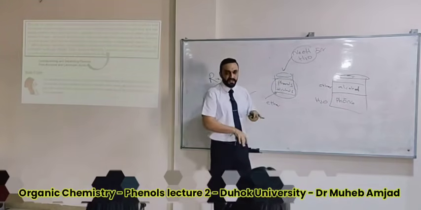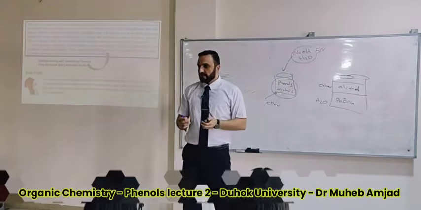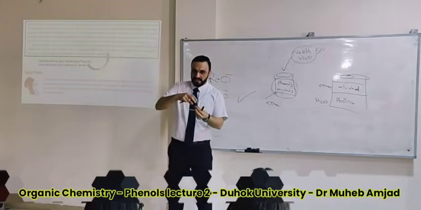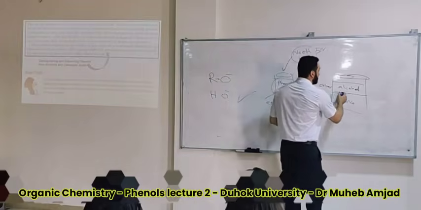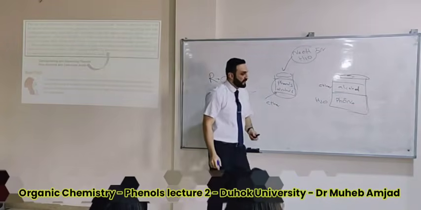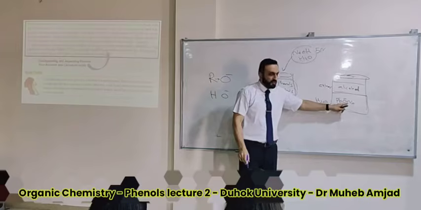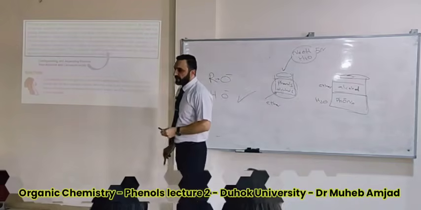How can I separate these 2 layers from each other? By using a separating funnel. Then you take the phenol after acidification of the aqueous layer.